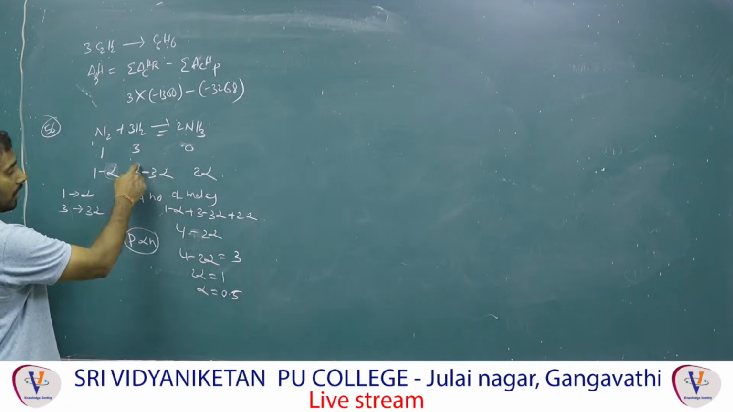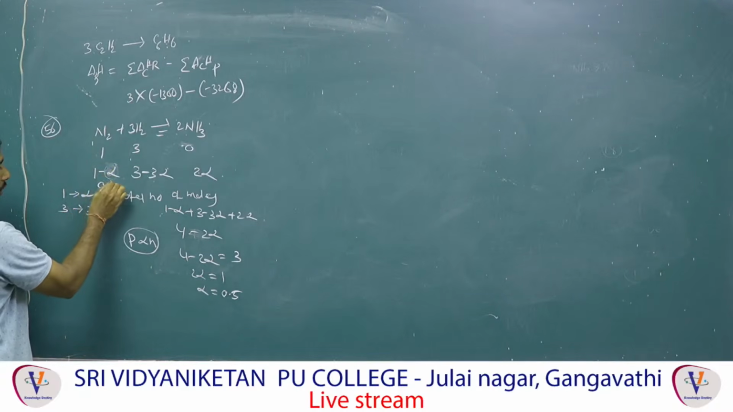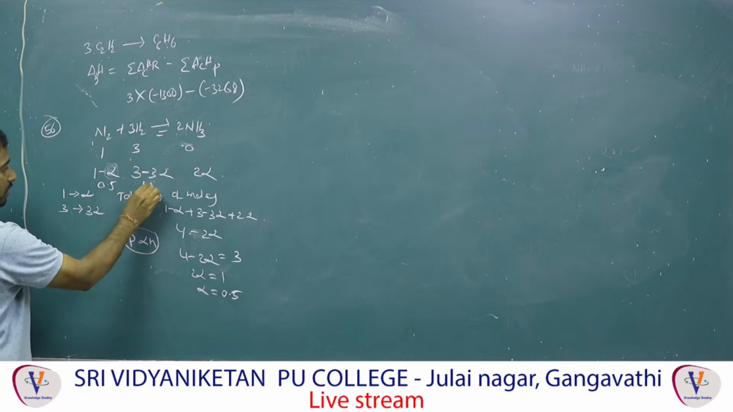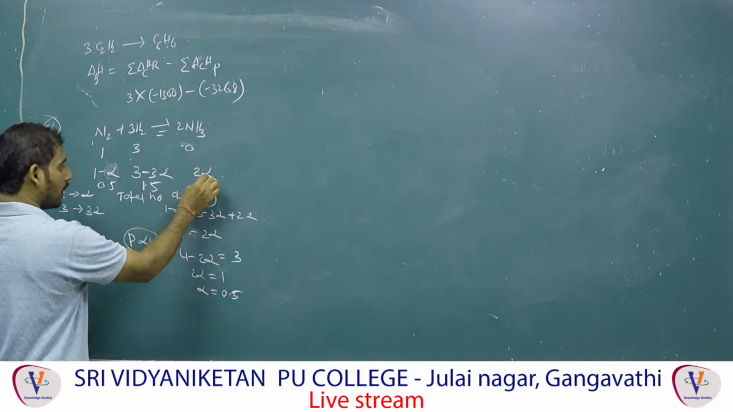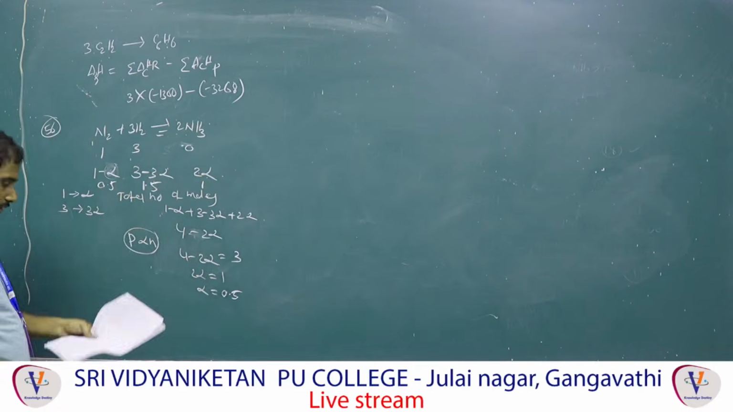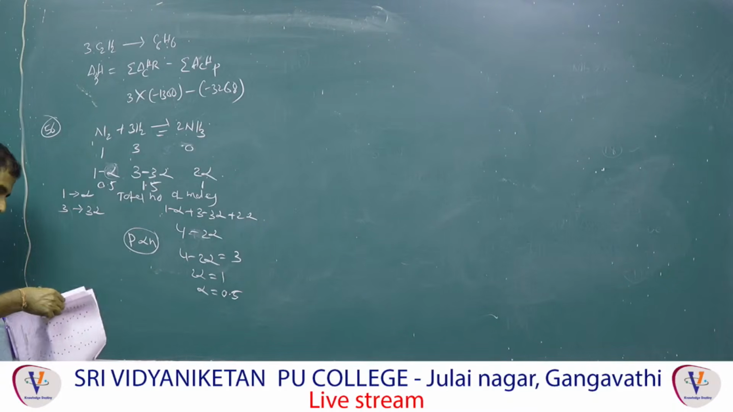If alpha is equal to 0.5, substitute here. 1 minus 0.5 is 0.5. 3 minus 3 into 0.5 is 1.5. 2 into 0.5 is 1. These are the numbers of moles. What are they asking? Kp.